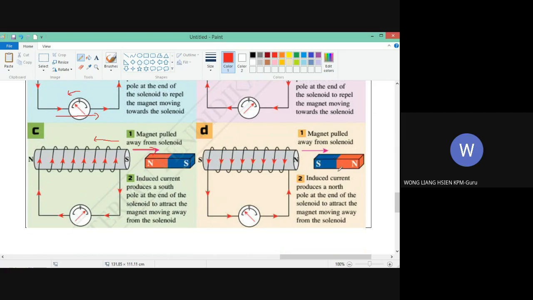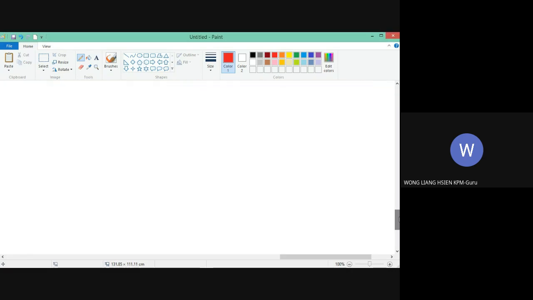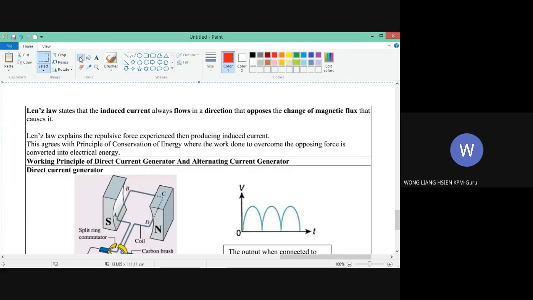This one also the same. You change north and south, pull out, this one becomes north to pull in. Like that. So through this concept, we can find out the direction of the induced current.